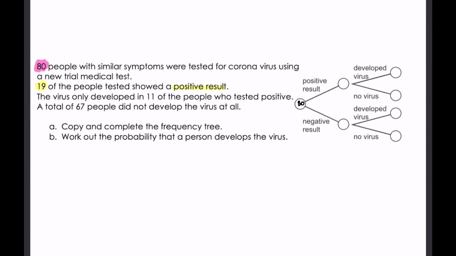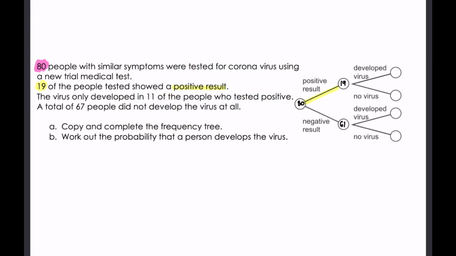So now if we just quickly look at our frequency tree, we have positive result, we have negative result, and then once you have a positive or negative result, we have the virus being developed or no virus at all. So it says 19 of the people tested showed a positive result. So I'm going to go up the positive branch, and that's 19 people. So now if 19 people had a positive result, then I'm able to determine how many people had a negative result by saying 80 minus 19, which gives me 61.